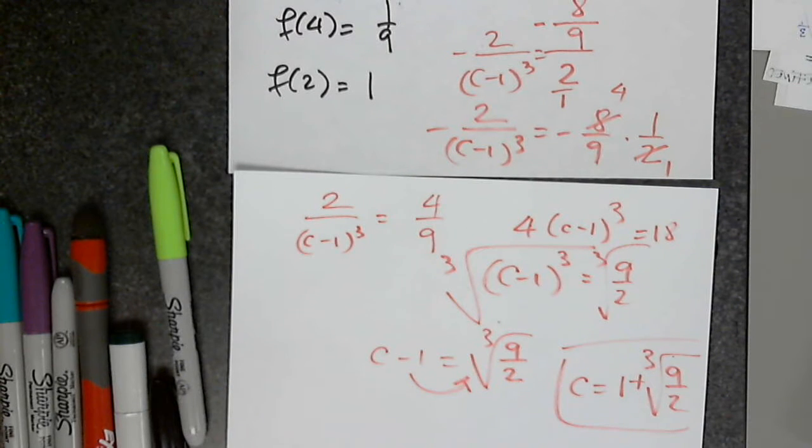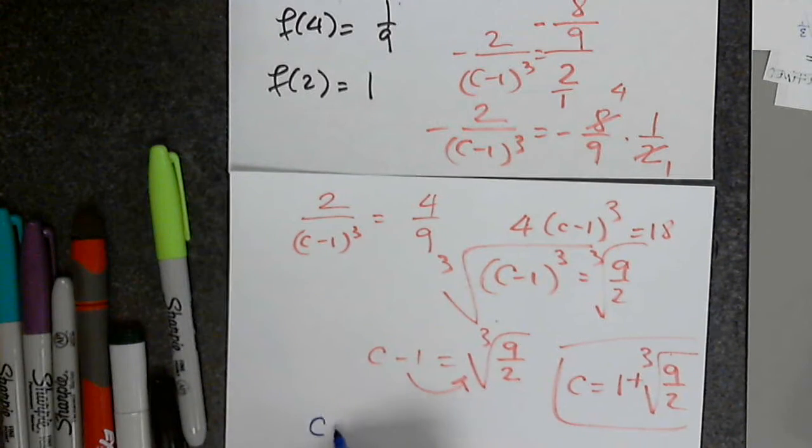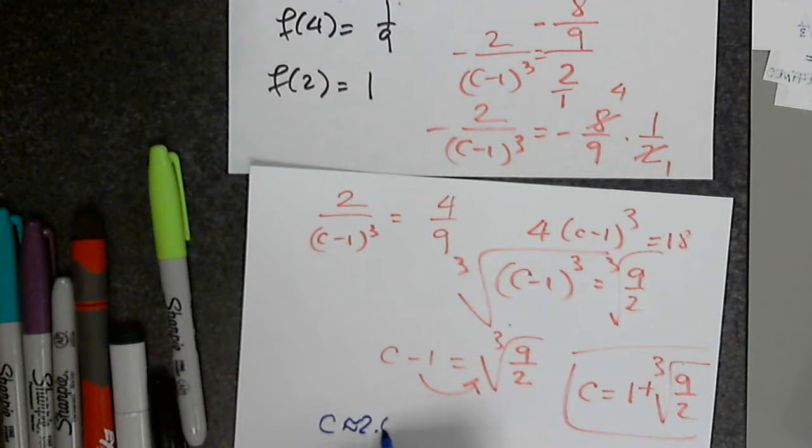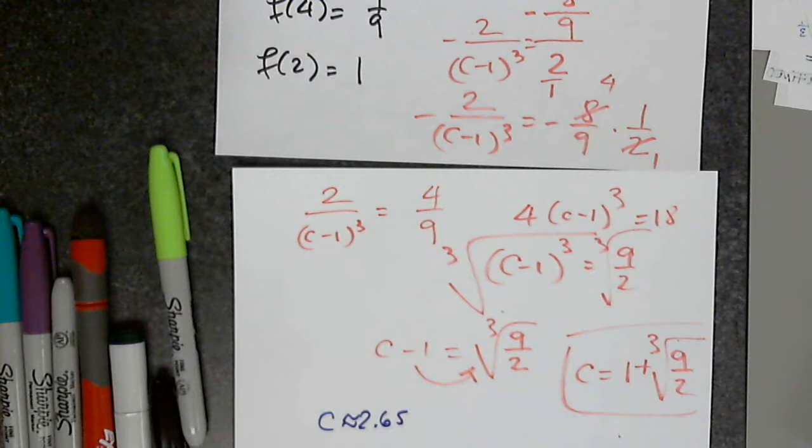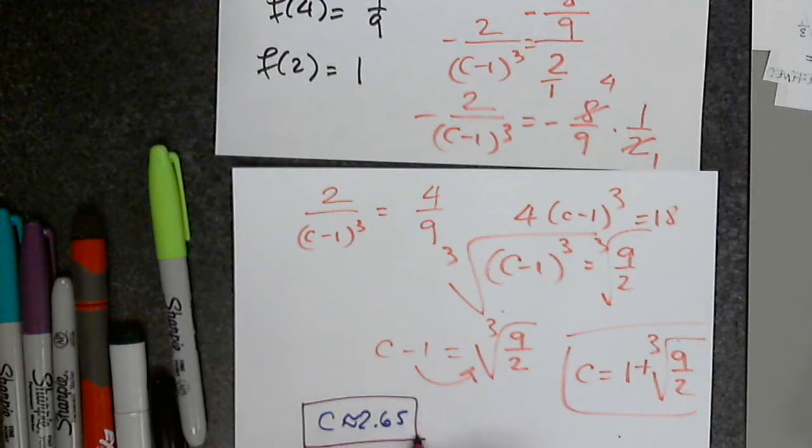So 1 plus, in parentheses, 9 divided by 2, caret, parentheses, 1/3. You don't have to do it like this. You can put it in the math, whatever. So I got that C is approximately 2.65. It's guaranteed to be between 2 and 4. The mean value theorem guarantees C to be between 2 and 4.